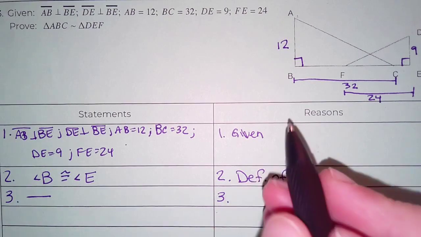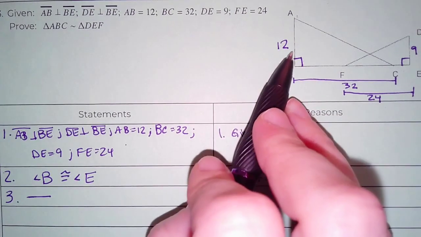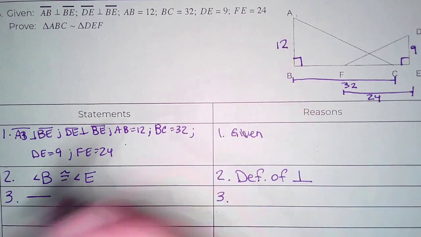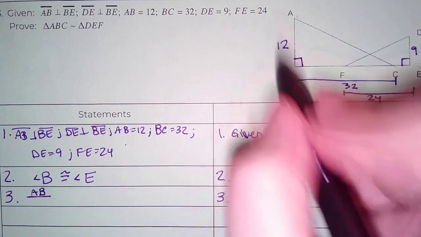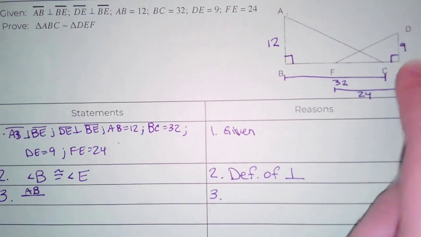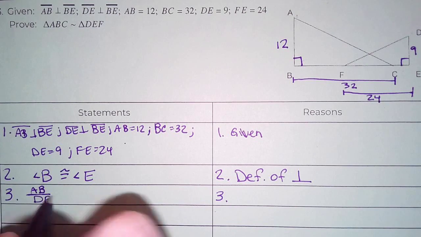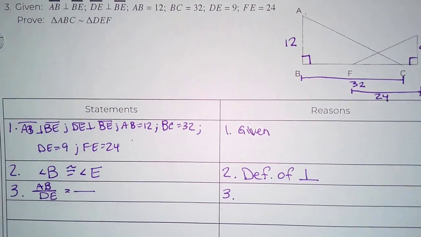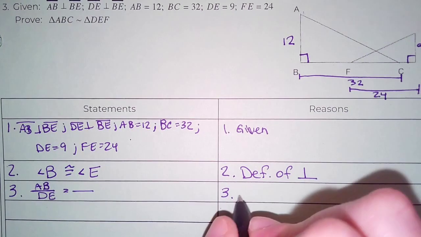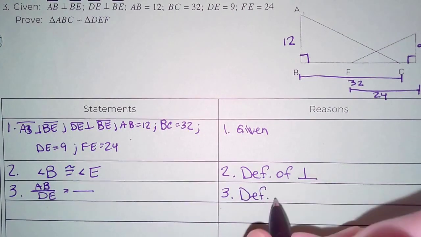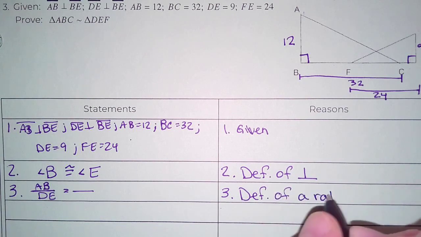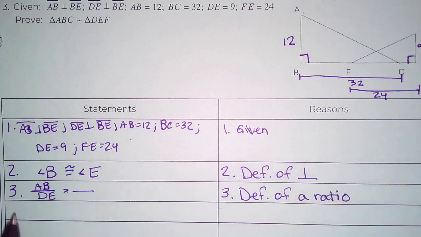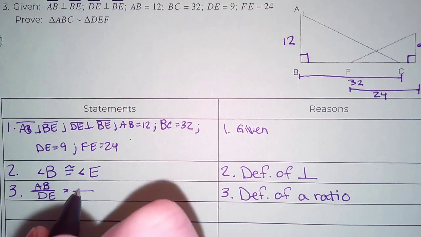Okay. So let's go from the shorter side, AB. I'm going to use letters first. AB over, the shorter side over here is DE. And this is just a ratio. So definition of a ratio is what we're going to be using as a reasoning. So now let's plug in the numbers. So that'll be 12 over 9.